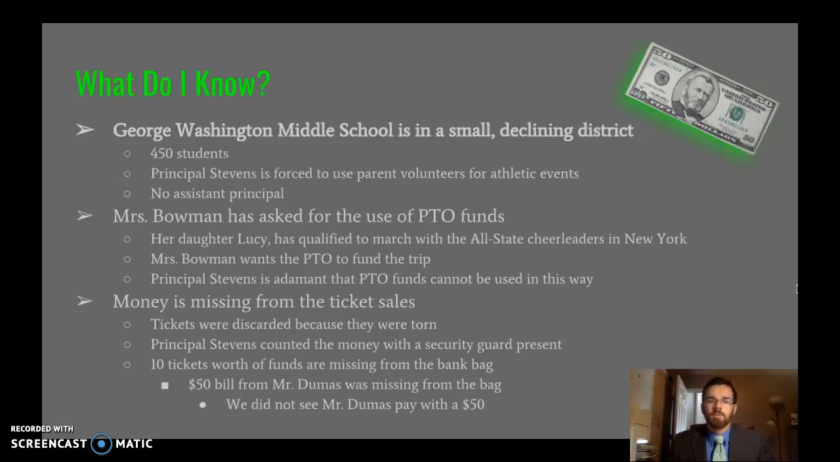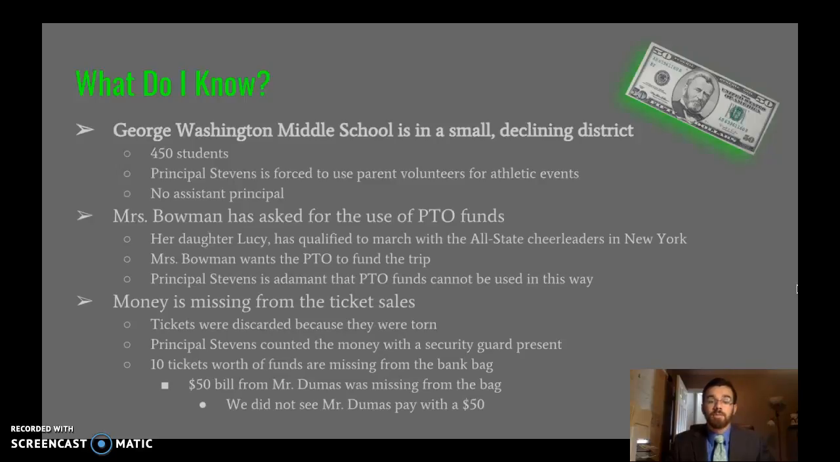And the third thing we know is money is missing from the ticket sales. Tickets were discarded because they were torn. We know there was 10. $50 is missing, each ticket being worth $5. Principal Stevens counted the money with a security guard present, so he did not count it alone. So we know it wasn't Principal Stevens for sure because the security guard was right there. 10 tickets worth of funds are missing from the bank bag.